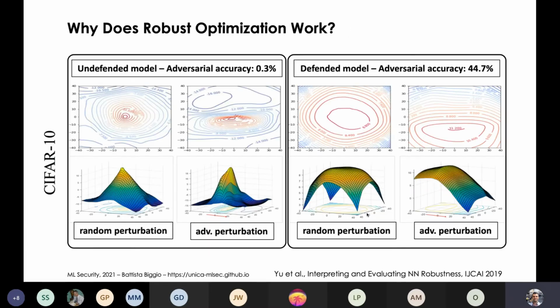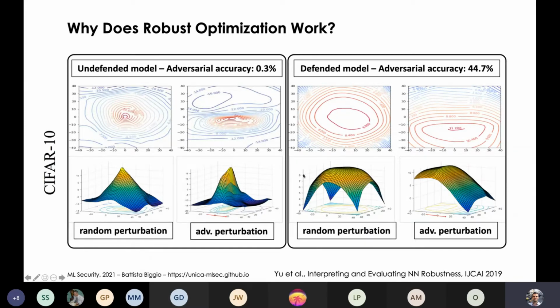Now, this is probably better depicted here. This is a nice visualization from this paper that is cited here. What you see is on the left an undefended model, and on the right, you have a defended model. The undefended model is just one deep neural network trained on CIFAR-10, which is a data set of small images, but it's something in between MNIST and ImageNet, just to give you a rough idea.